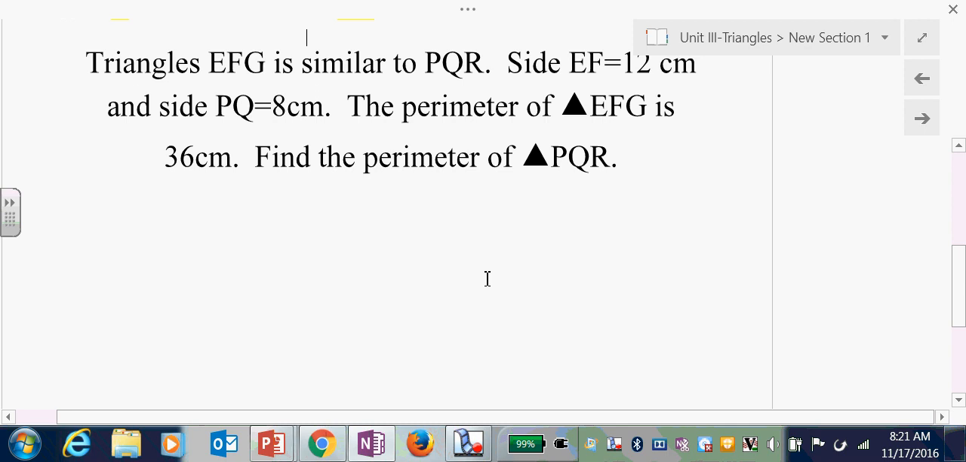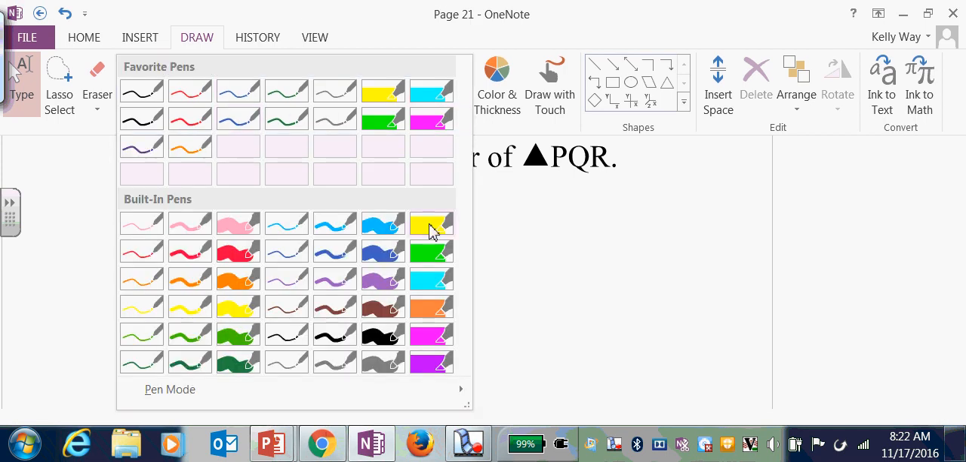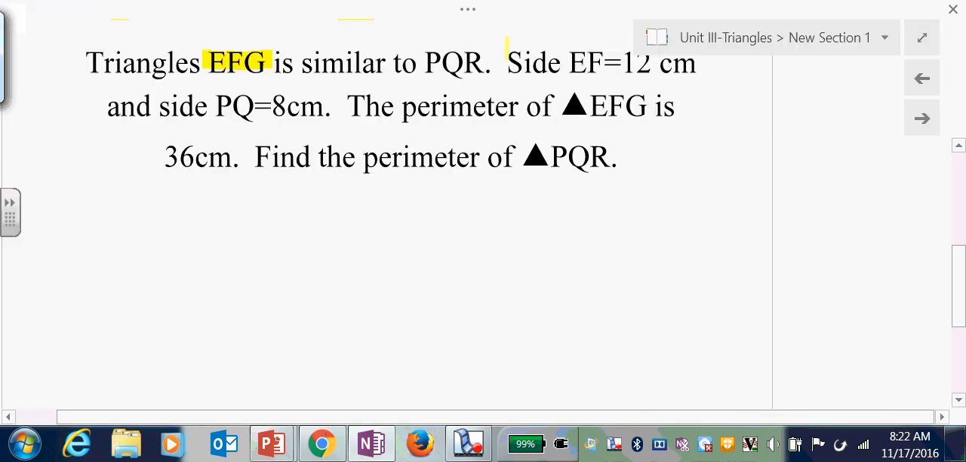Let's try a problem together, and you'll do one on your own, and we'll be done. So it says right here, a triangle EFG is similar to PQR. Side EF is 12 centimeters. Side PQ is 8 centimeters. The perimeter of EFG is 36. Find the perimeter of PQR.